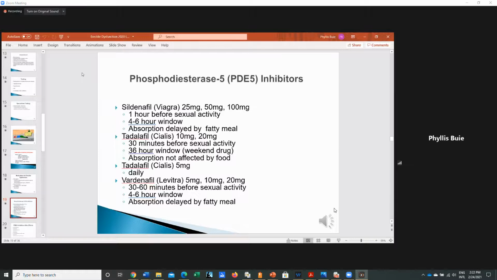And then the Levitra, which is an older one, and I really haven't seen it used that much in a long time, because the Viagra and the Cialis are so much better and so much more effective. But it's usually taken anywhere from 30 to 60 minutes before sexual activity. And of course, the absorption can be delayed if the person has maybe just had a big, heavy meal. So they need to keep that in mind. And when we're educating them, make sure we educate them about that. And the tadalafil is not usually affected by food absorption.